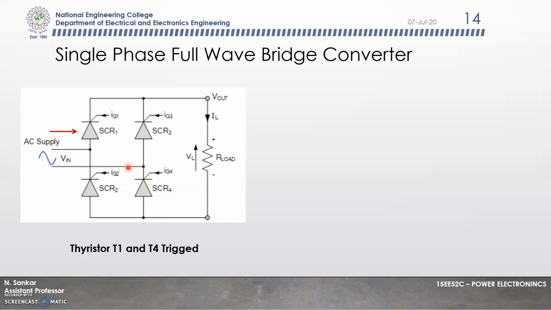The current will travel from the phase to SCR1, then to the load. From the load again it will travel to SCR4, and from SCR4 it will reach the neutral. So this is the path of the current. During this time SCR2 and SCR3 are turned off, that is, they are in open circuit, while SCR1 and SCR4 are in short circuit. So the current will travel in the given arrow direction.